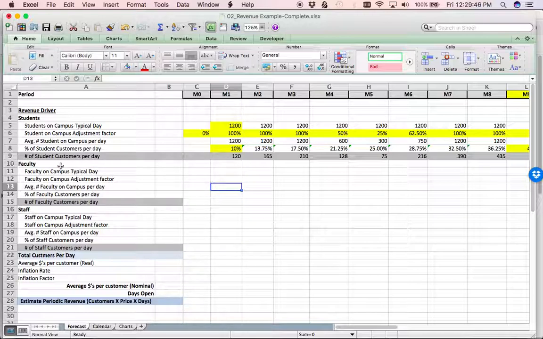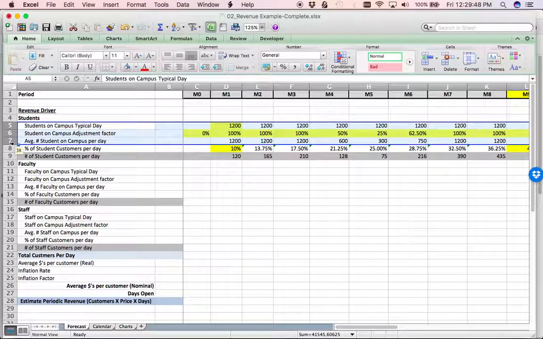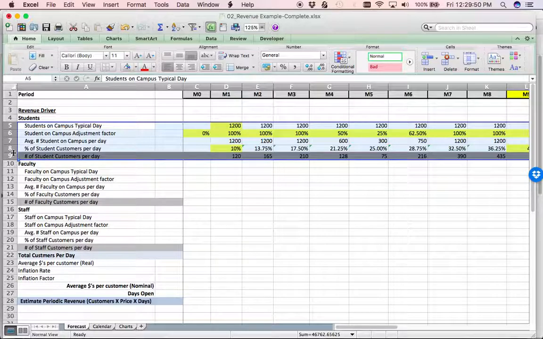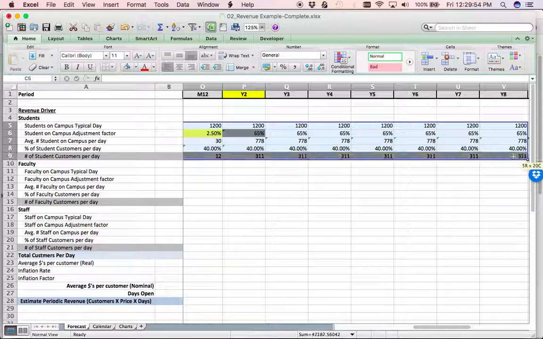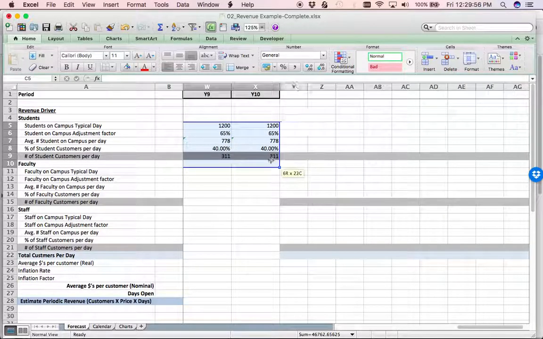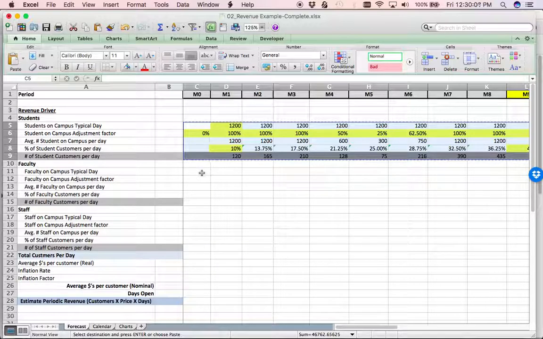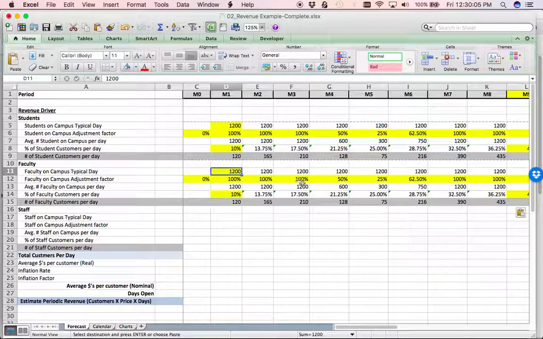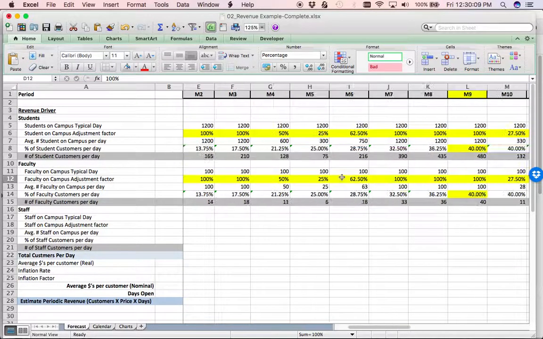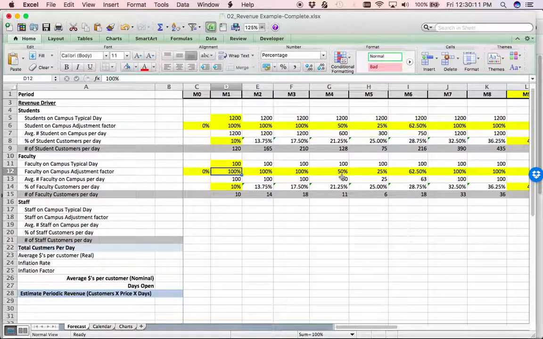Now, because we have postulated basically the same structure for faculty as we did for students, we can just take all of this stuff, bring it down, and paste it right as is again. Now, we only have 100 faculty, so we can't do that. All right, I've got to make that change.